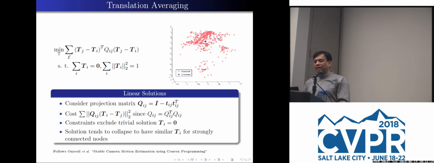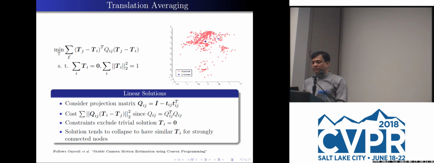Okay? And remember, again, as I said, there is a translational shift. There's a gauge freedom that you can add, right? For every Ti solution, I can add a constant and I can still get a consistent solution. So they impose a constraint that the sum of Ti is 0. That's just simply fixing the gauge freedom. And then they impose a norm constraint, because otherwise I can trivially send all Tis to 0.